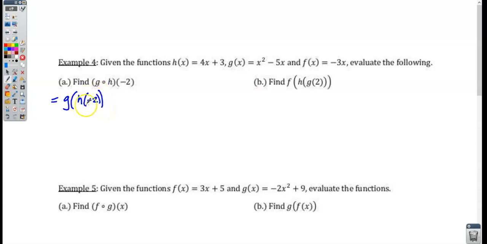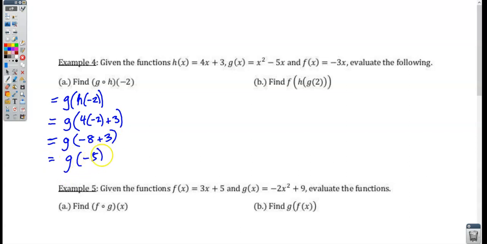And now instead of going through and evaluating h of negative 2 separately as I've done for the first couple examples, I'm just going to do it in line here. We're going to put h of negative 2 inside of these parentheses. So h of x is 4x plus 3, so we're going to take 4 times negative 2 plus 3, and that's going to be inside the function g. Now, of course, I want to simplify this first.